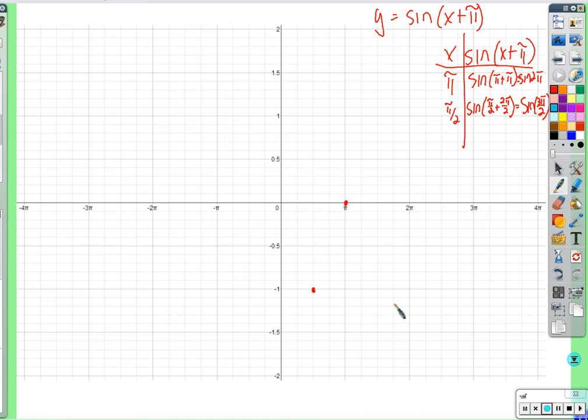3 pi over 2? No, because what we put in for x was pi over 2. It wound up being turned into 3 pi over 2. So you plug in pi over 2, you wind up getting 3 pi over 2. What do you think is going to happen when we plug in 3 pi over 2? It's going to be 5 pi over 2. Right, that's going to wind up being the sine of 5 pi over 2. What's the sine of 5 pi over 2? 1.